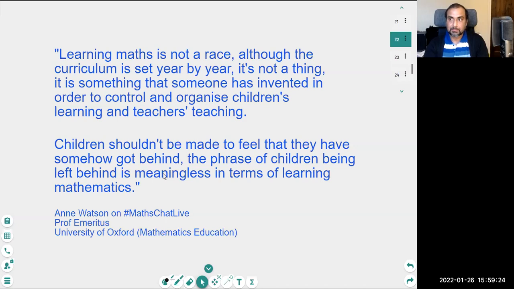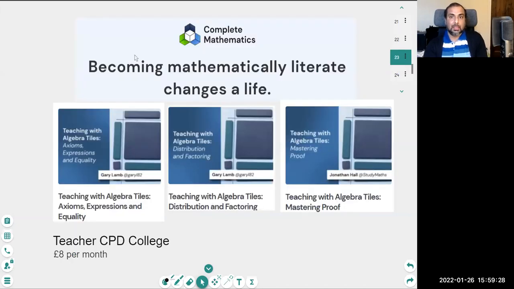And I do most of my professional development through Complete Mathematics, who are open to mathematics tutors as well. They have about 20,000 schools on their network, I believe. And my whole why is becoming mathematically literate changes a life. It really does. Understanding maths, data, statistics, and becoming mathematical changes you for the better. So that's my why. And I'll hand over to you again, Ludo.